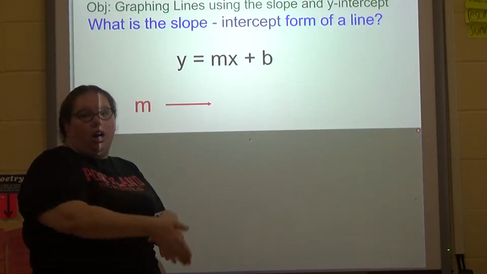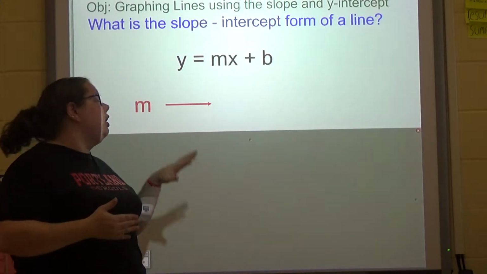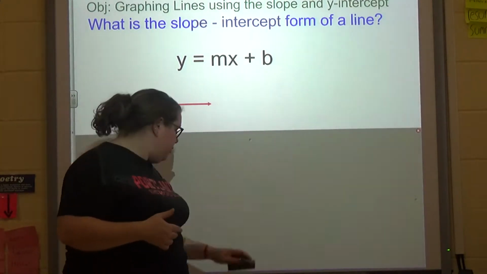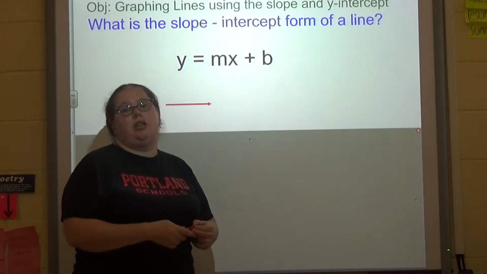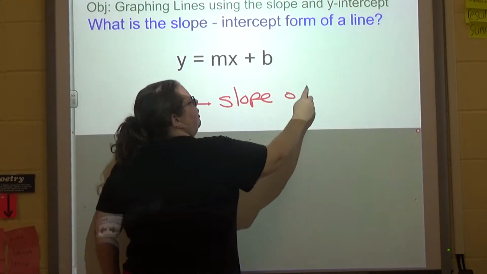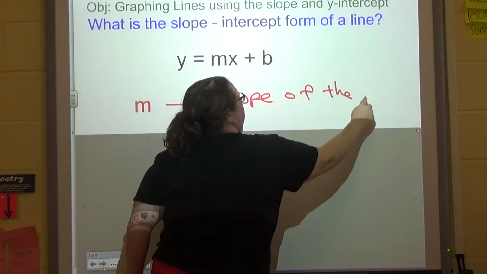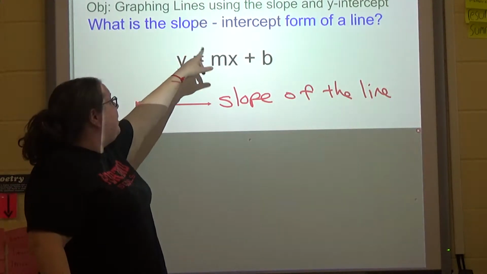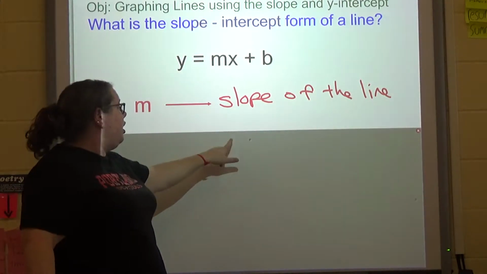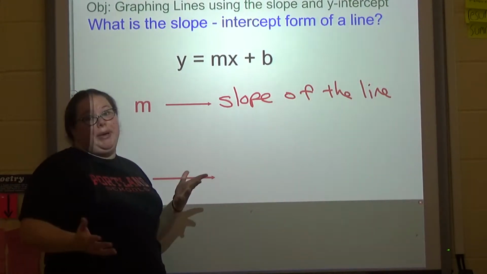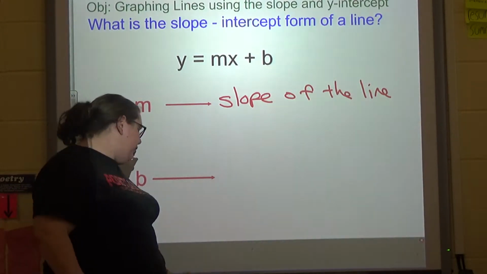X and y are on our grid, on our coordinate plane. M has a very specific meaning, which I didn't write in. It's the slope. It's the slope of the line. Based on the name of it, slope-intercept form, take a magical guess. What will B be? B is your y-intercept.